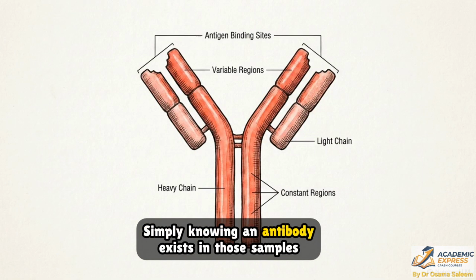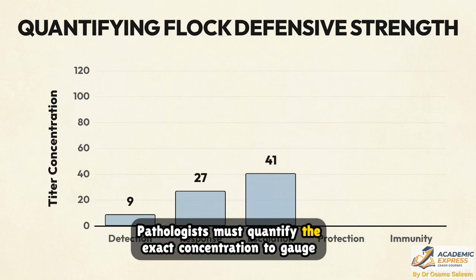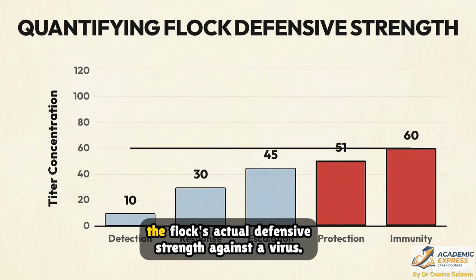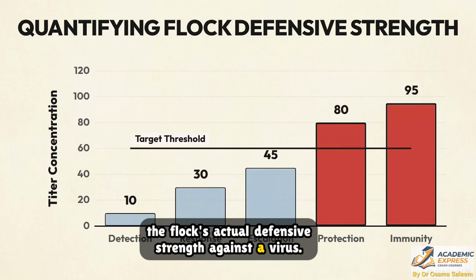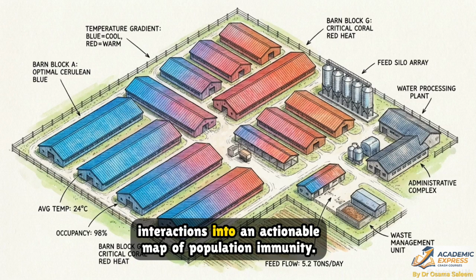Simply knowing an antibody exists in those samples isn't enough. Pathologists must quantify the exact concentration to gauge the flock's actual defensive strength against a virus. A flock's survival relies on converting those microscopic interactions into an actionable map of population immunity.